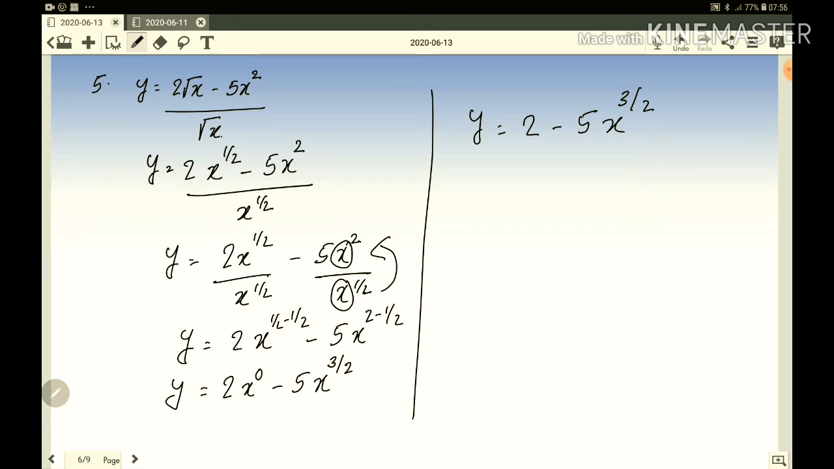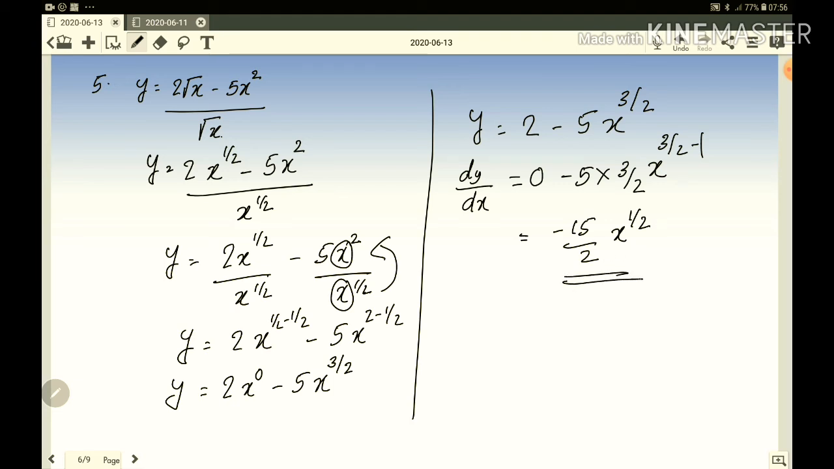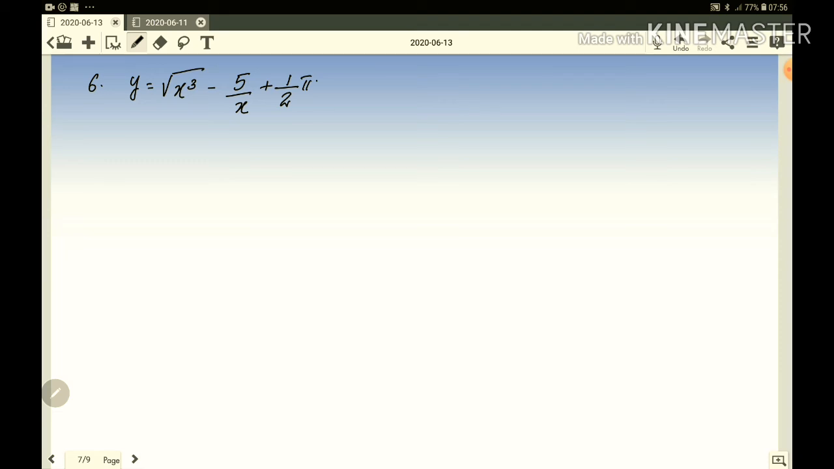So I'm going to differentiate. What happened? y becomes dy by dx is equal to 2 becomes 0, minus 5 times the power 3 by 2, write it first, then x to the very same power minus 1. So we are done with differentiation. Now simplify. It's going to be minus 15 over 2, that is 5 times 3, 15 over 2, x to the power 1 over 2, isn't it? So I think we are done because there is no negative power. So just leave it. This is the answer. Is it clear? Yeah. Now move to the next question.